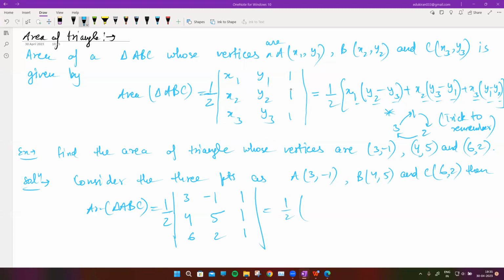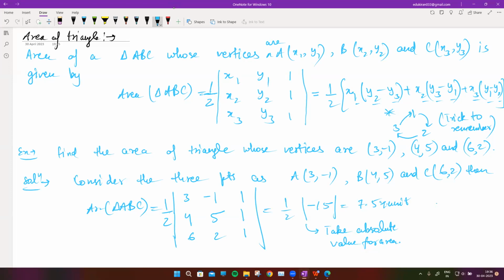Yes, Faisal, minus 15. The only thing I wanted to tell you is that as soon as I get a negative answer, which is minus 15 in this case, I would apply a modulus because the area can never be negative, right? So always take the absolute value for area. So this becomes 7.5 square units. That is how we can find the area of a triangle.